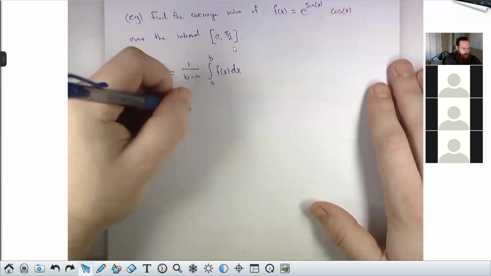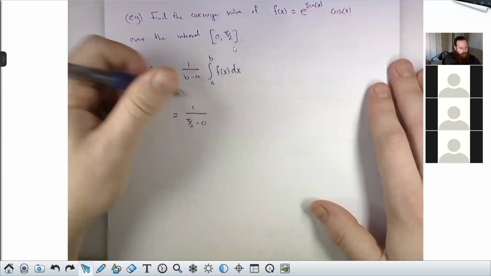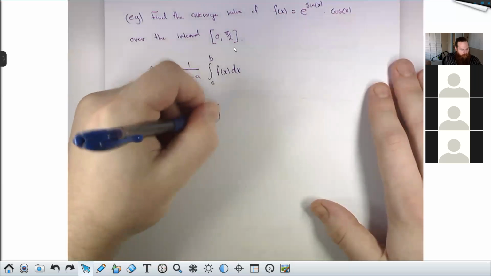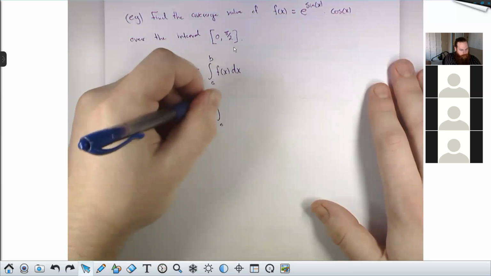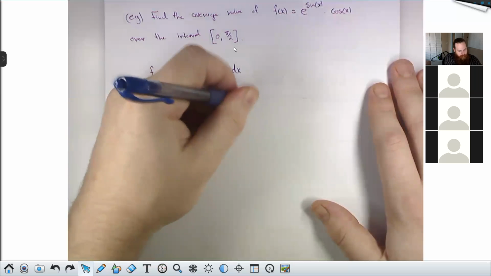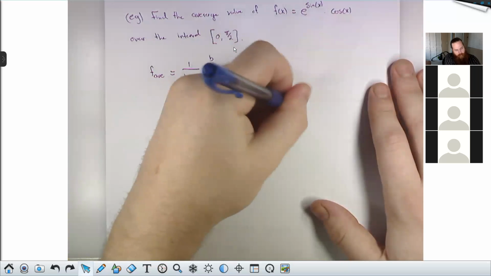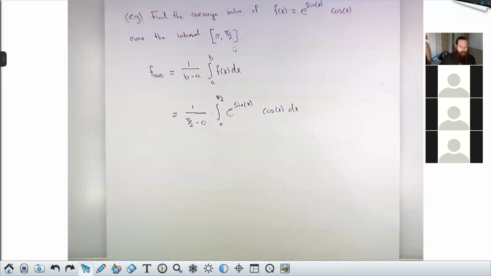So this is 1 over pi over 2 minus 0 times the integral from 0 to pi over 2 of e to the sine x times cos x dx. Did you find it? This number I can clean up, and I'll clean that up in the next step. Don't panic about that. But the challenging thing here is this integral. So how do we handle this integral?